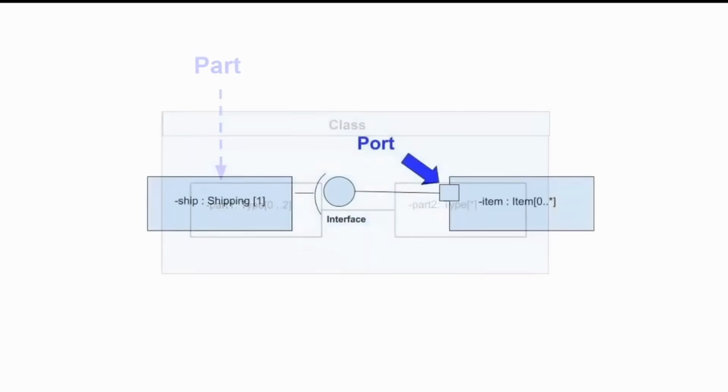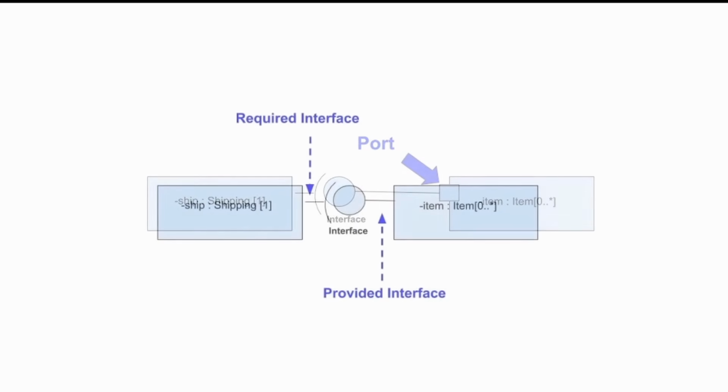A port defines the point of interaction between the classifier instance and its environment, or between the behavior of the classifier and its internal parts. Composite structure diagram supports the notation for provided and required interfaces. If necessary, interfaces can be shown or hidden in the diagram.